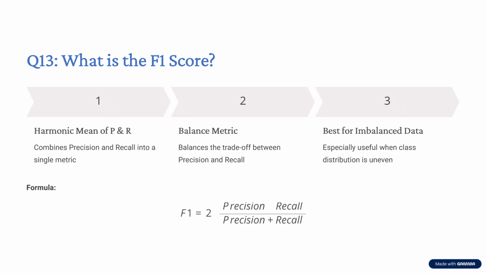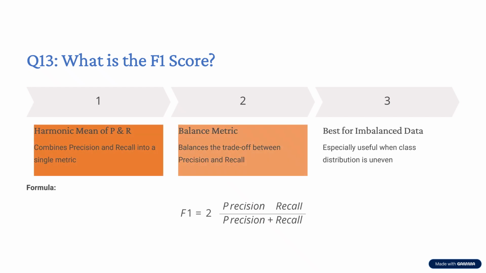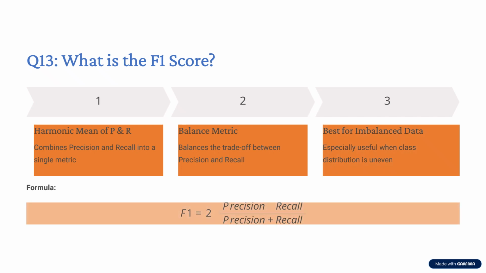F1 score is the harmonic mean of precision and recall. It is the go-to metric when you need a perfect balance between the two, especially useful when the class distribution is uneven.